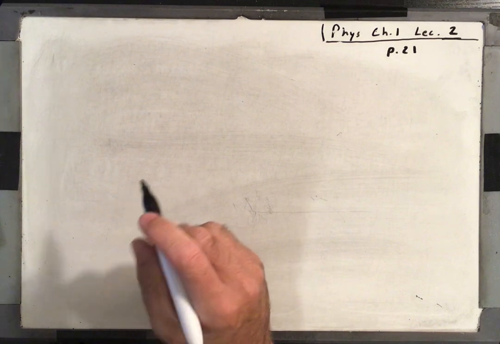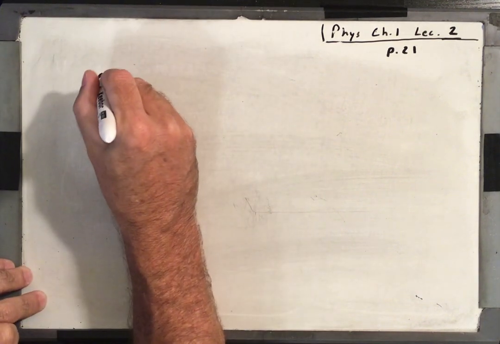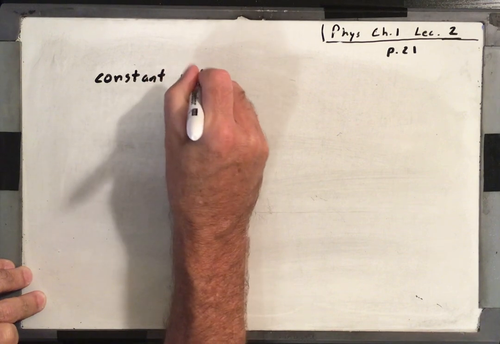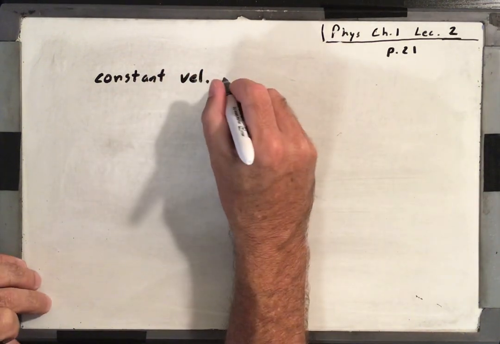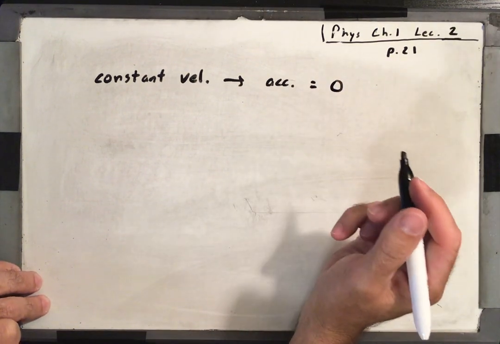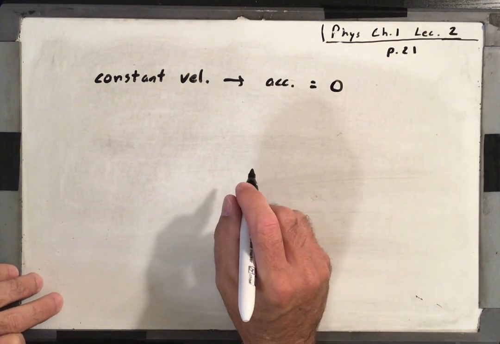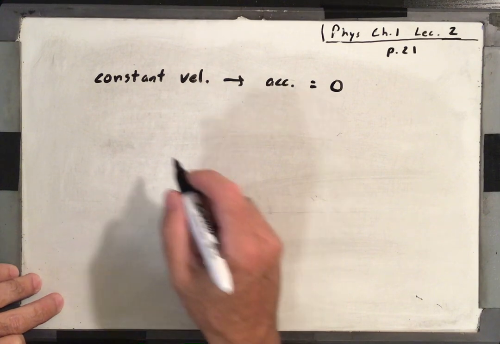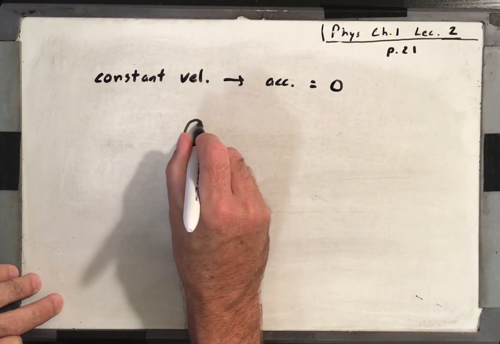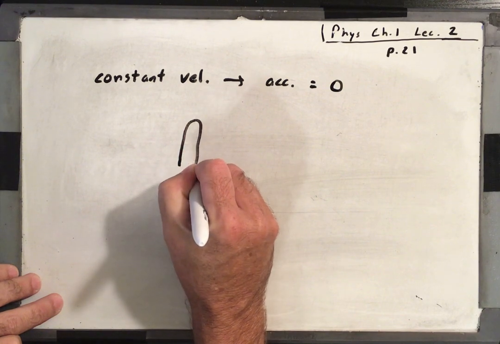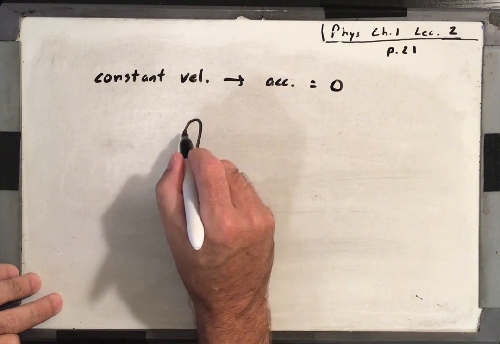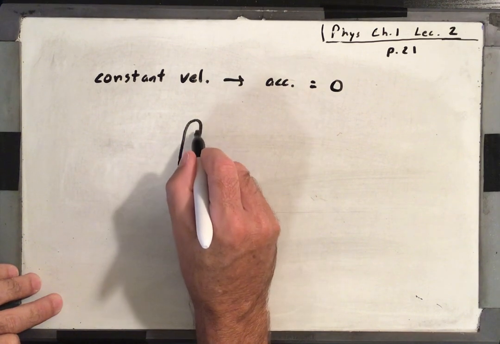All right? If you have a constant velocity, so you have a velocity, but acceleration is equal to 0. Now the first one says if velocity is 0, acceleration is not necessarily 0. Let's say you threw something up in the air and it turned around and came back down.